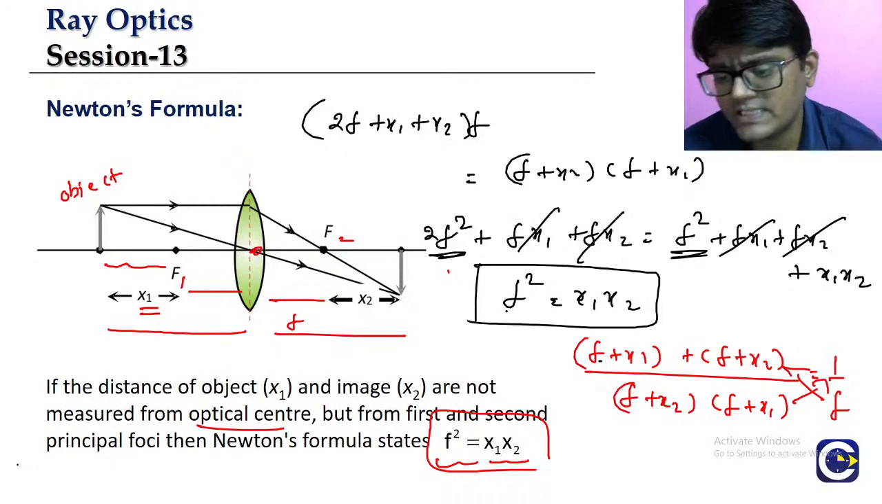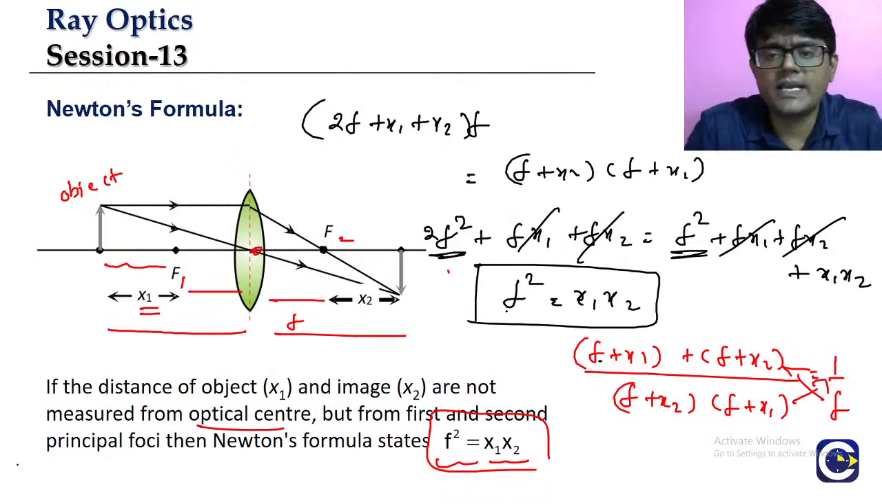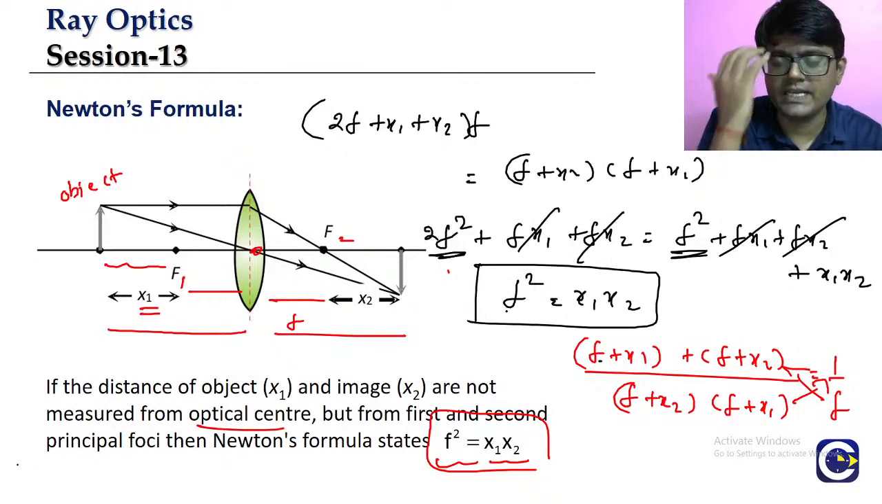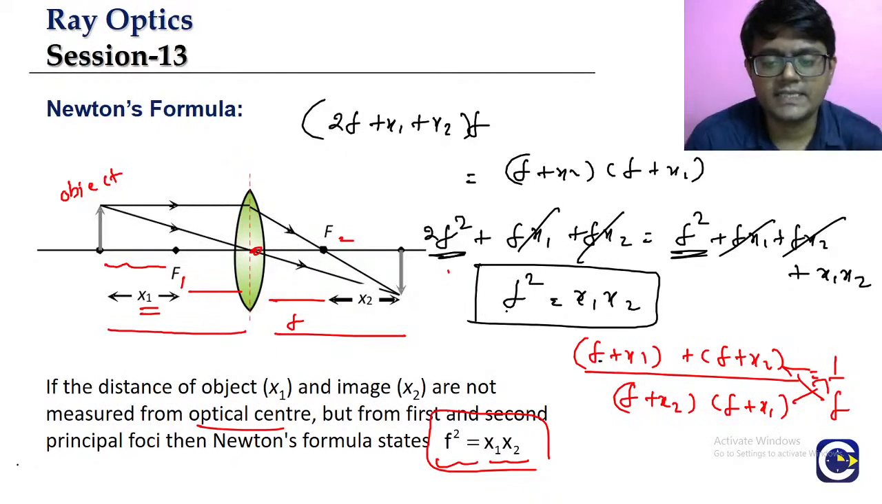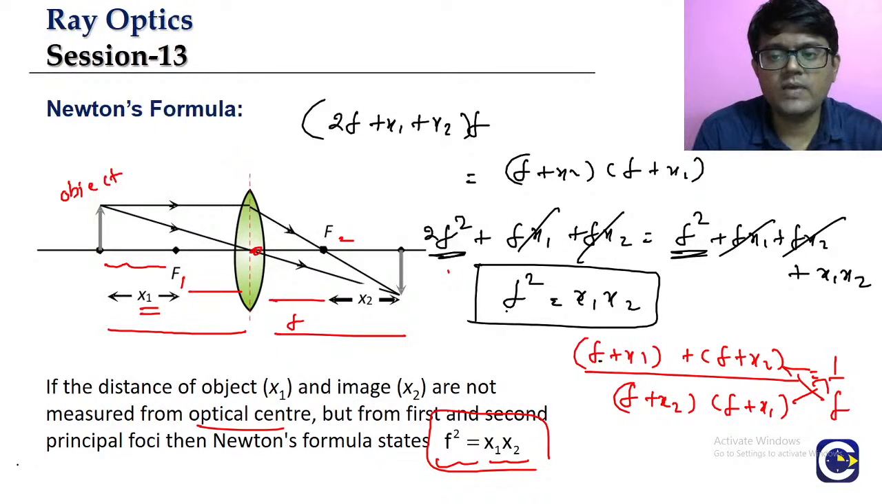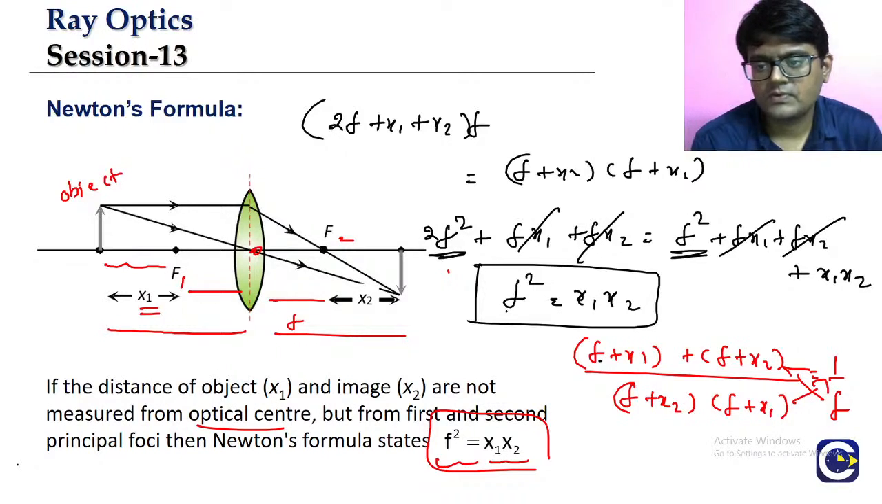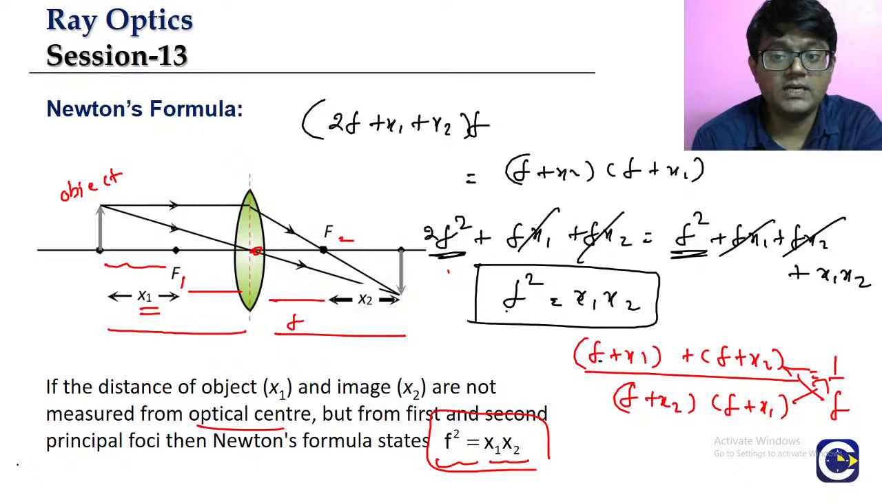So the Newton's formula is nothing but a variation of the lens equation. Normally we have the lens equation relating the v value and u value, where v and u are measured with respect to the optical center. Here the x1 and x2 values are measured with respect to the focal points. Though we have given the example of the convex lens here, the derivation we have done is general, so it can be for any lens.